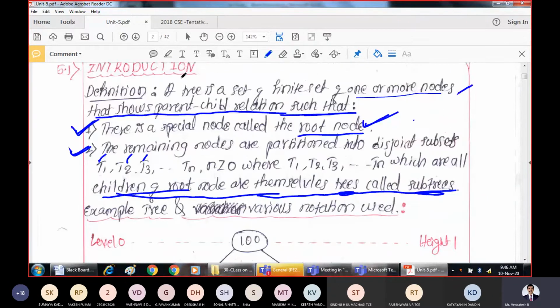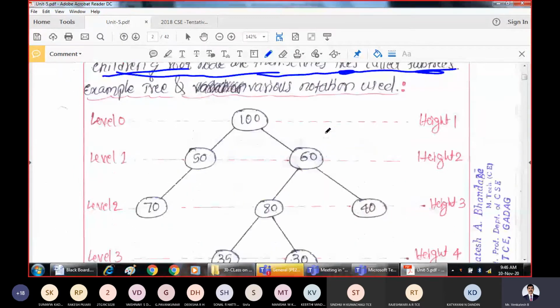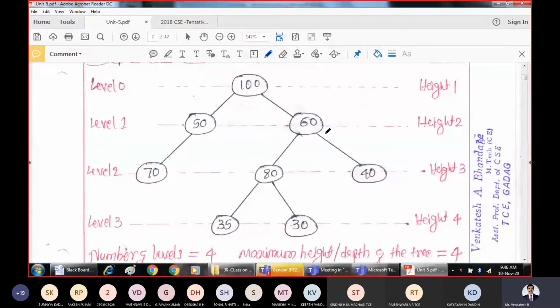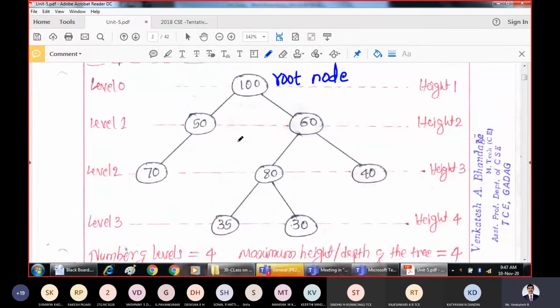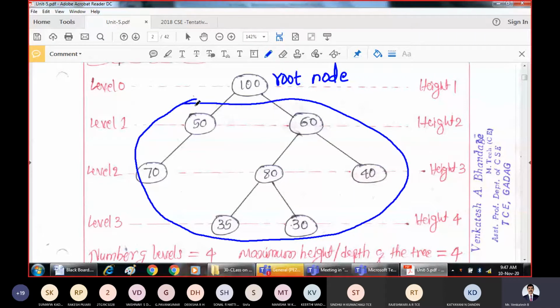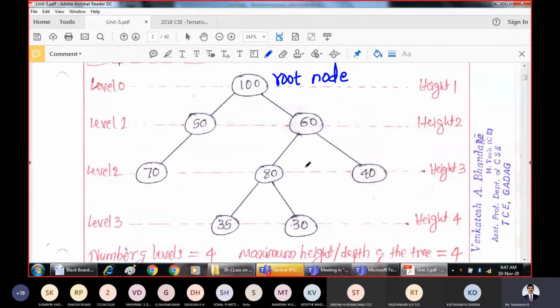What does the definition say? There is a special node called the root node. If you consider this as a tree, this is the root node. Yes, that is the first property. What is the second property? The remaining nodes are partitioned into disjoint subsets. So what are the remaining nodes of this tree? All these are the remaining nodes of this tree, and they are divided into disjoint subsets.